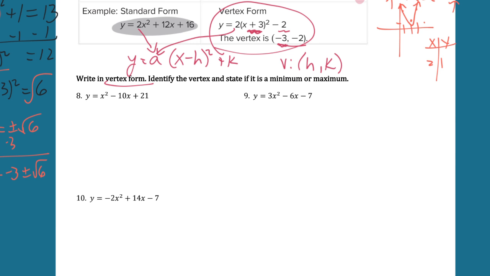So to find the vertex here, you're going to do opposite of b over 2a. So you're going to do 10 over 2 times 1. And so that's going to be 5. So the x coordinate of your vertex is 5.